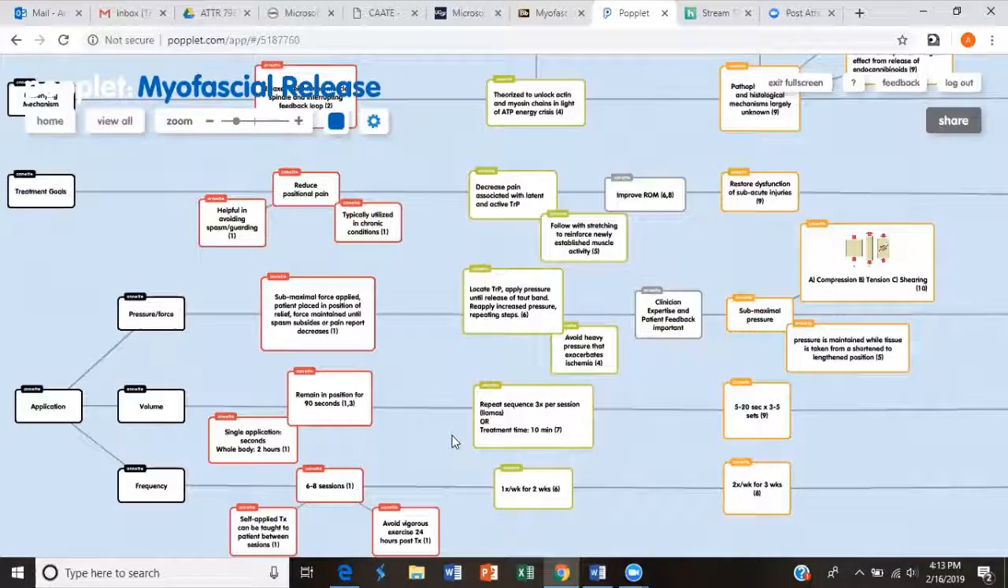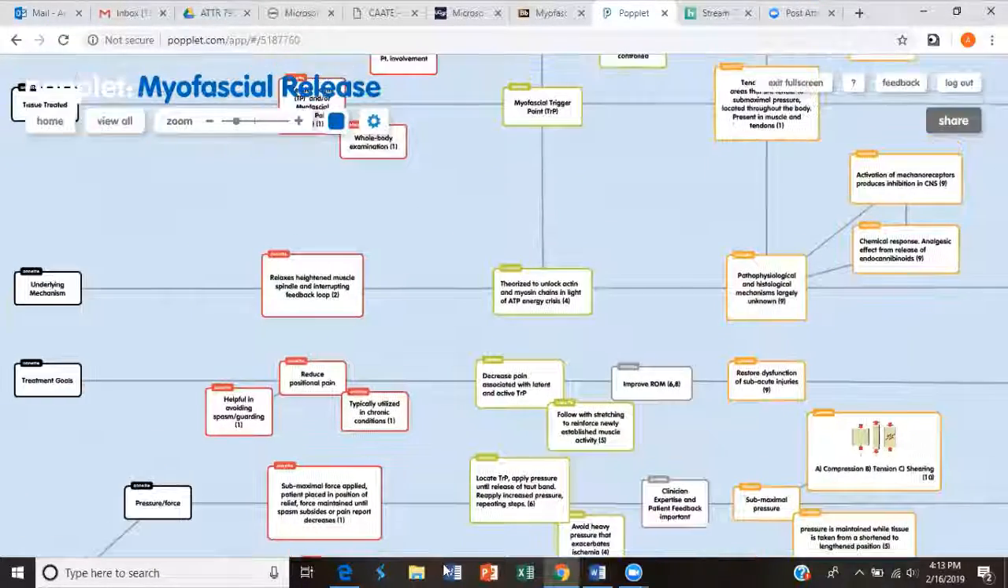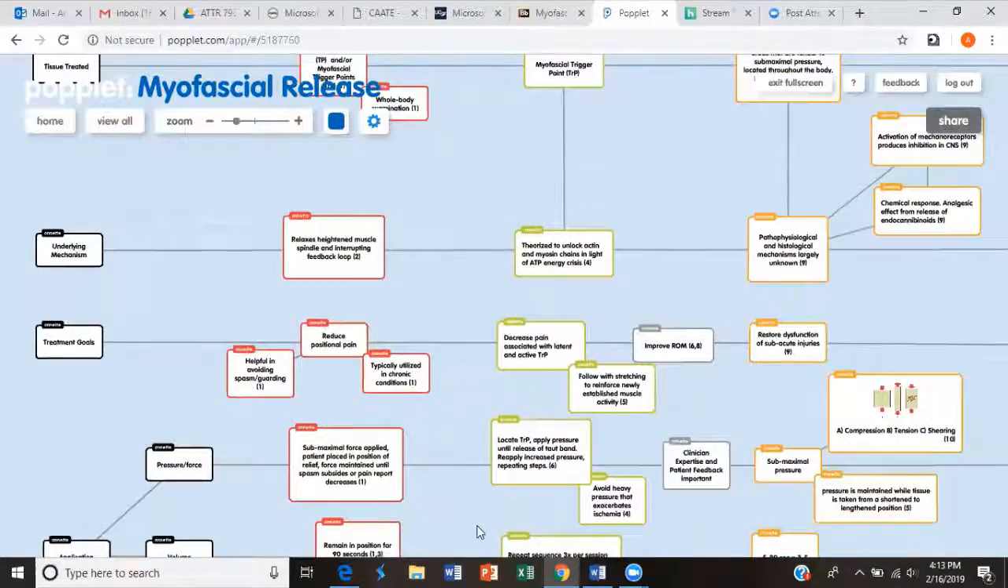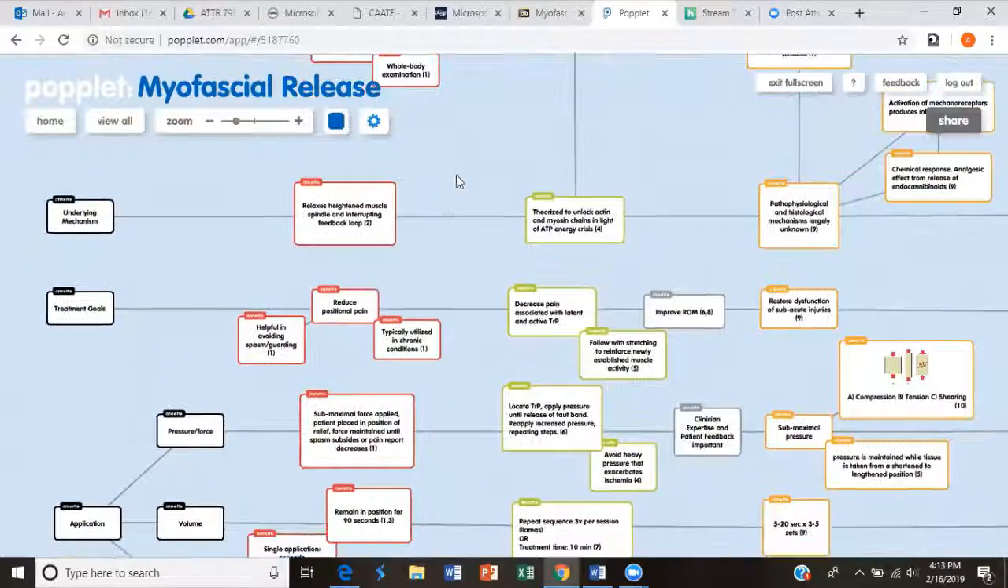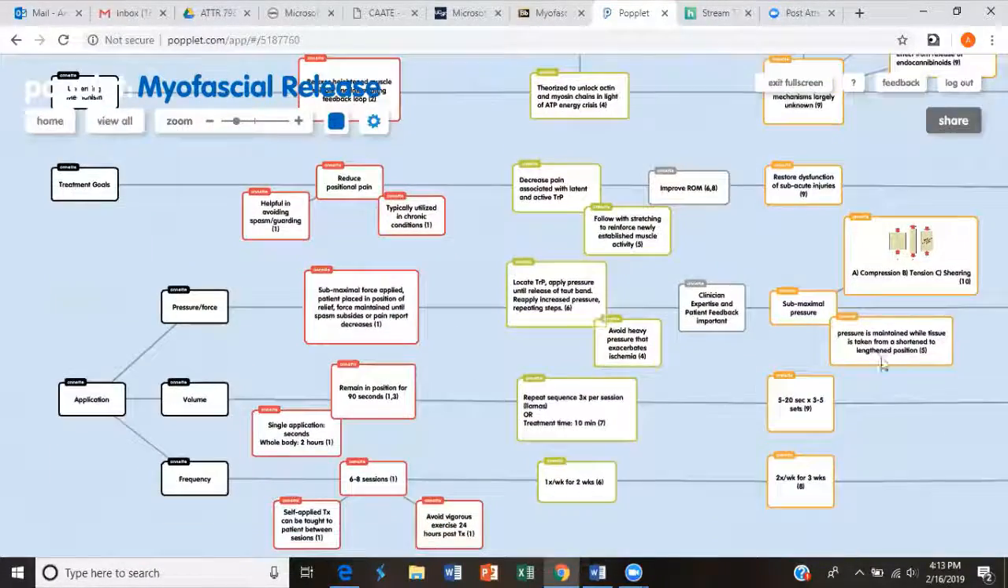Looking at application of each treatment, starting first with positional release. Positional release targeted at the tender points or myofascial trigger points will be a submaximal force applied by the clinician. Once the submaximal force is applied, the patient is then passively placed in a position of relief. The force of the submaximal pressure will be maintained until the clinician either feels the spasm subside or the patient reports a decrease in the symptoms.